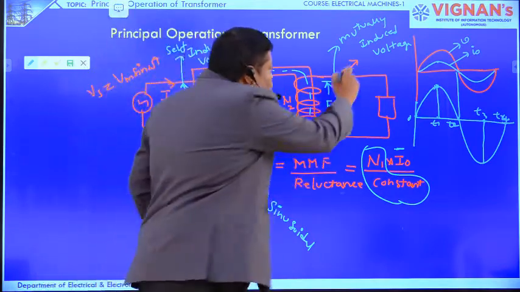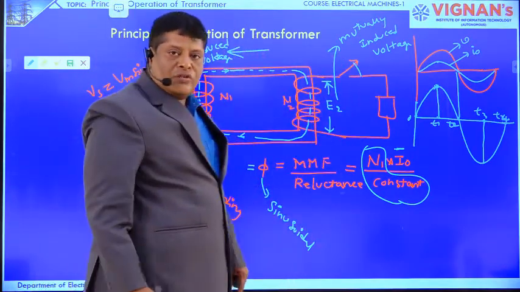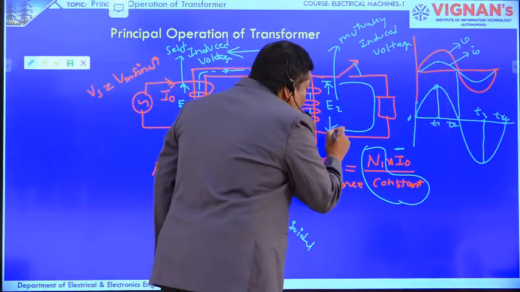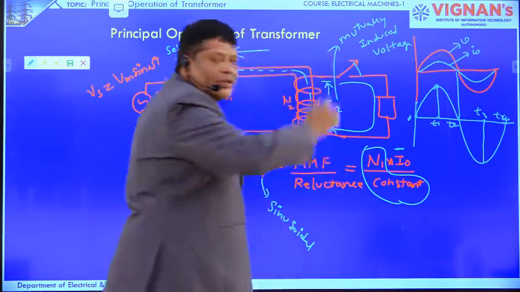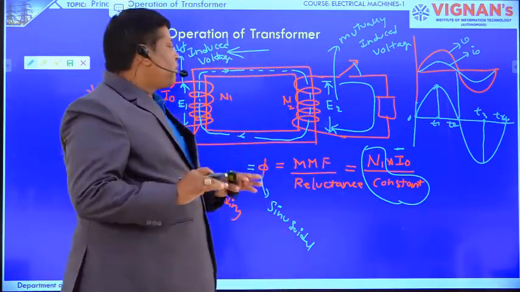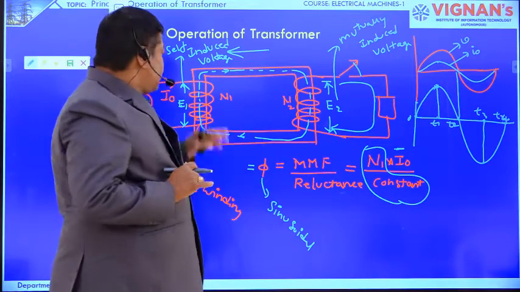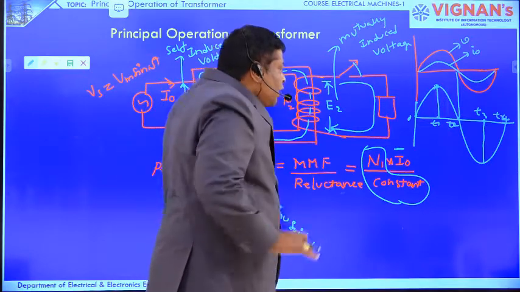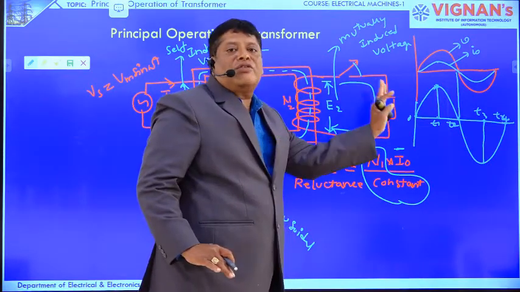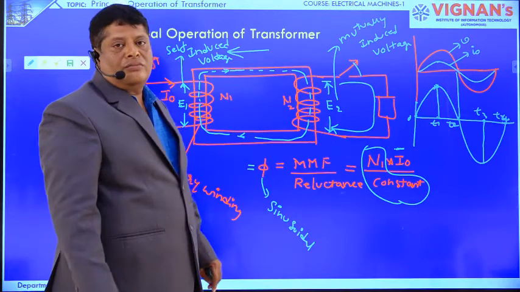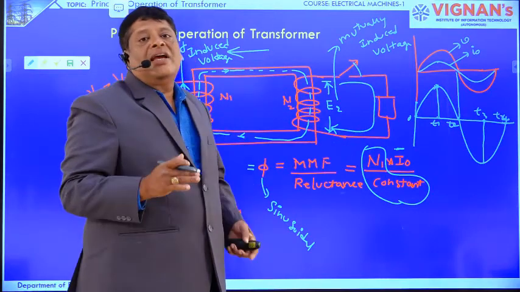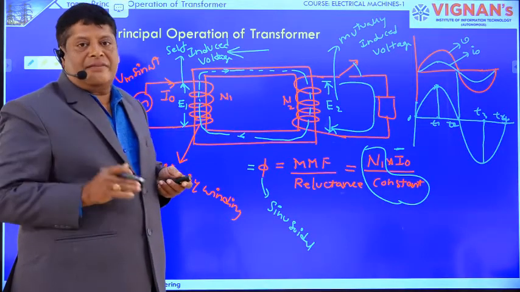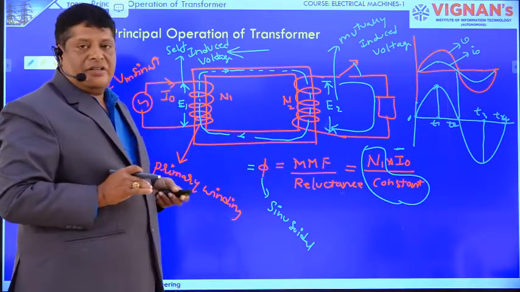See, if you close this switch, now this voltage will drive a current through the load in this manner. This is the basic principle of operation of a transformer. At the primary winding, we are giving electrical power. From the secondary winding, we are taking the electrical power that is given to the load, without any electrical connection. This is the basic principle of operation. In detail, we will see later.